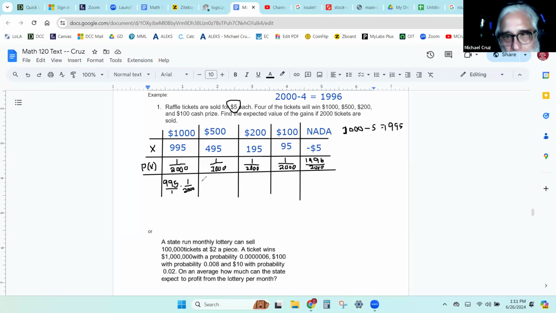So this is now 495 over 1 times the 1 over 2,000. Now, the good thing about this is I've kept that same denominator. I couldn't really simplify any of them other than the last one, the one for the $5 negative. I'm already giving the answer away. I was putting in this as an intermediate step.